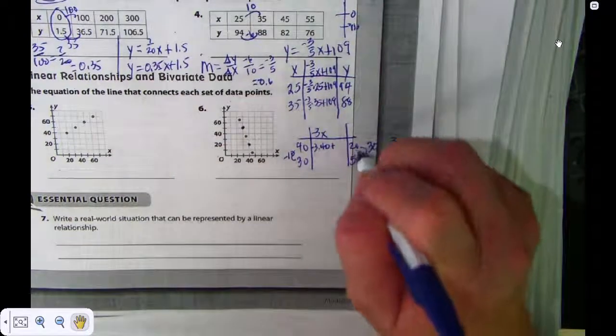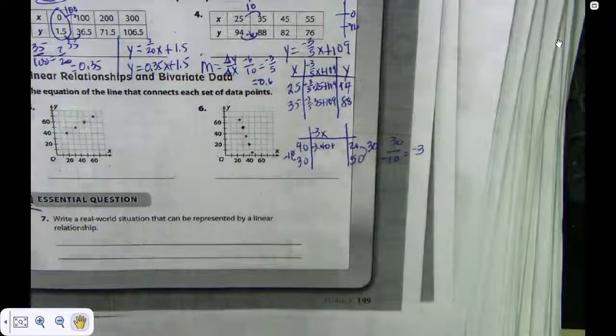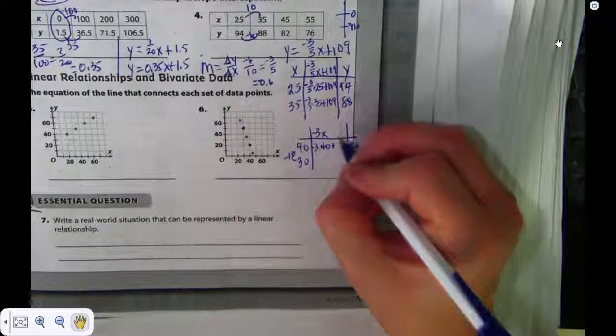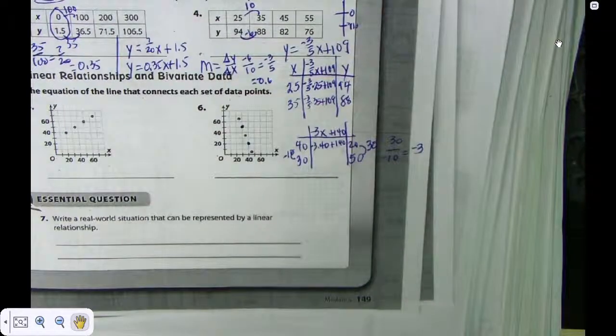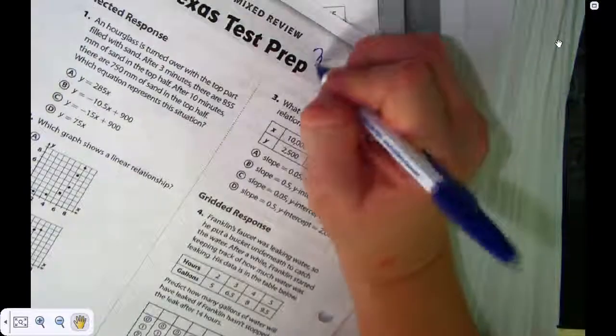Do what Kristen said to do. 20 minus negative 120. What does that give you? 140. And then negative 3 times 30 plus 140. Does that give you 50? Yes. Okay. Now, here's what you're going to do.